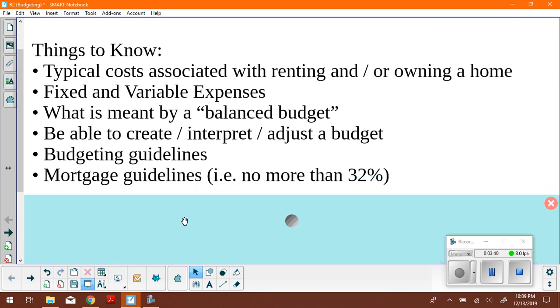Okay, and the key one about mortgages is to know that the maximum mortgage payment you can have is based off of 32% of your gross income. So know that that is a rule.